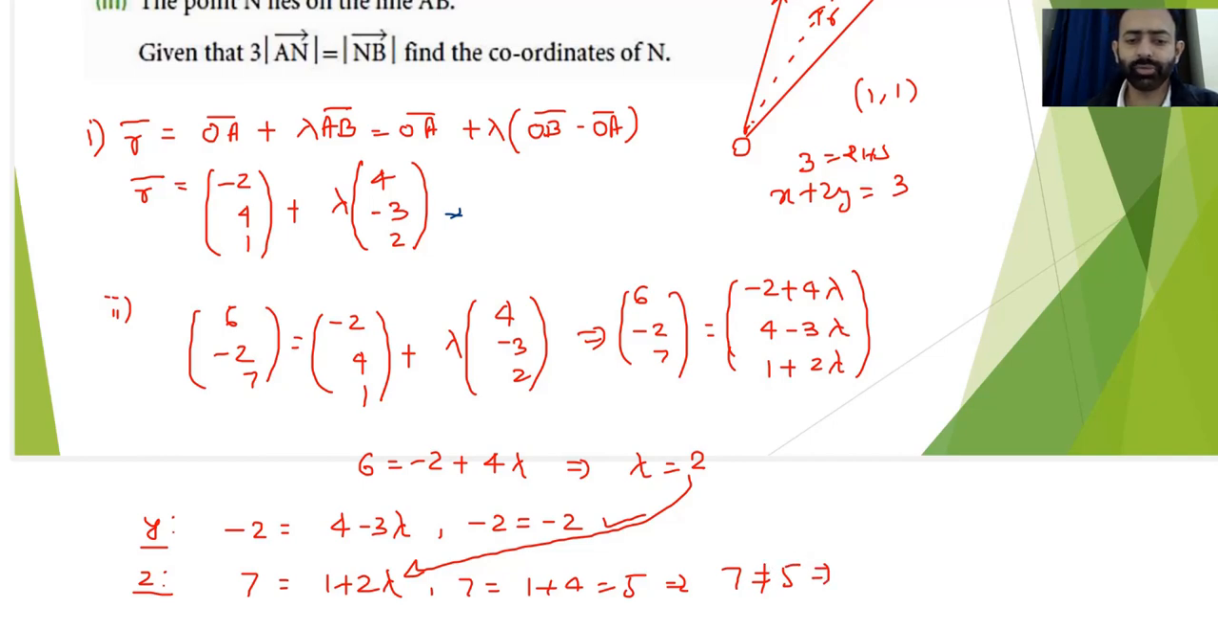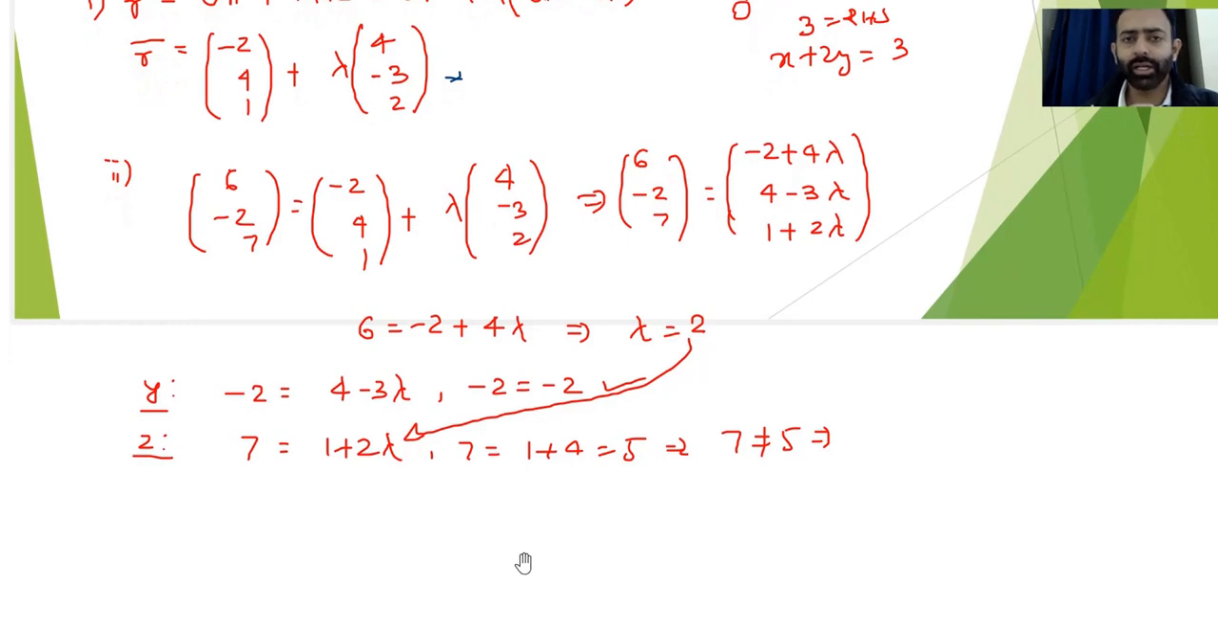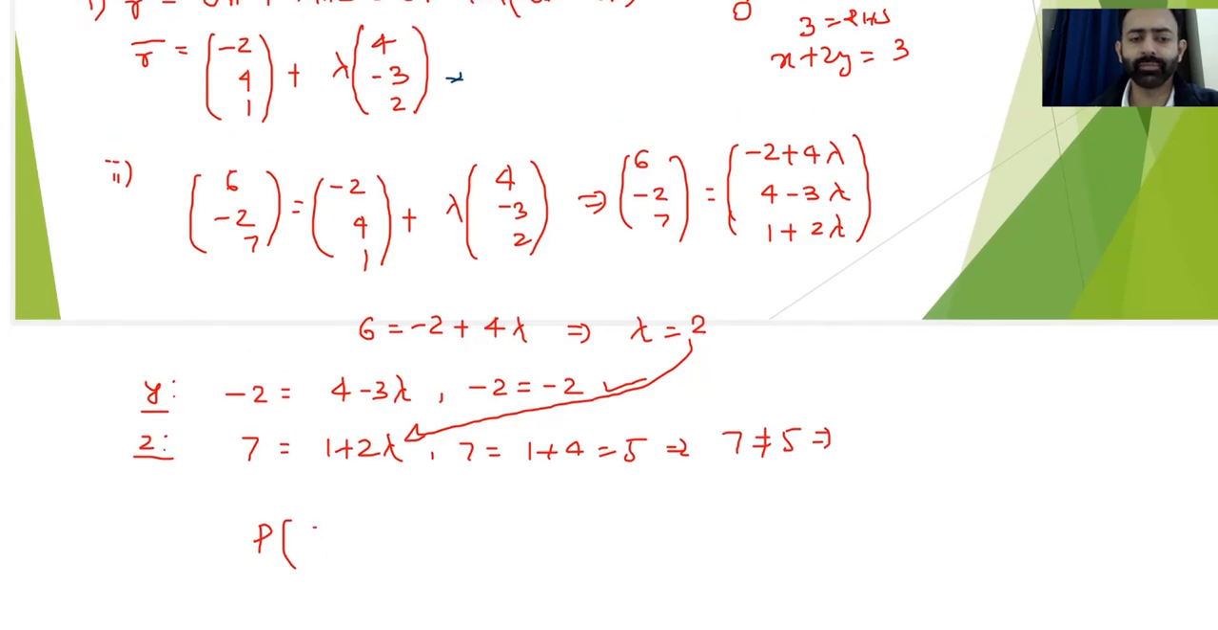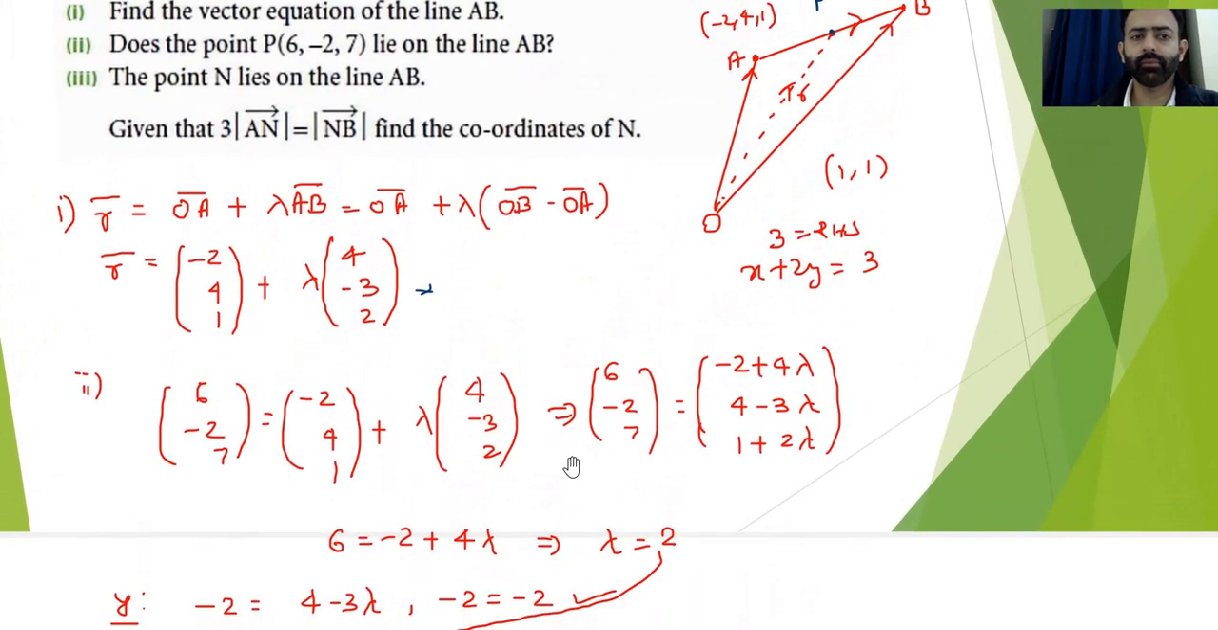Right? So if you are able to find a single coordinate, not all the three coordinates, but at least one coordinate which is not matching, then we say that the point P, which was 6, minus 2 and 7, is not lying on the equation found in part 1.